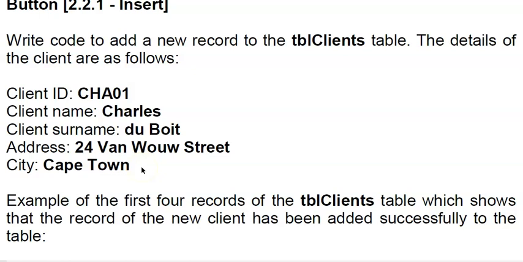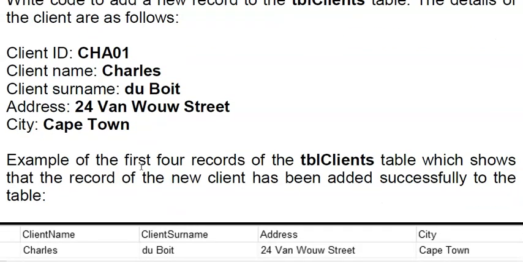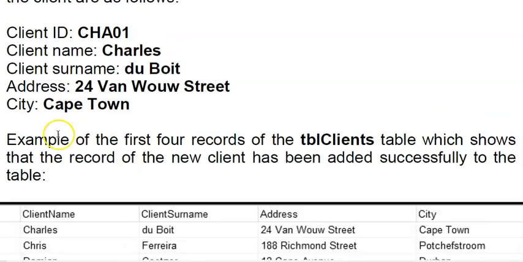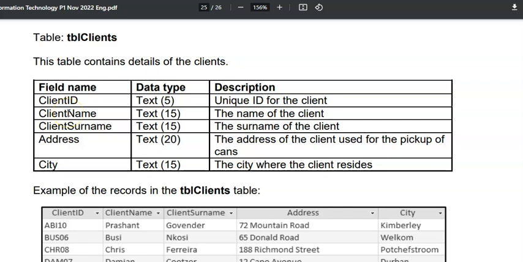So this is a fairly easy question. Press pause and try it yourself. I will show you the example of output just now. At the bottom here, you can see part of the output of TBL clients once this ran successfully. If you have a look at this table, you'll see that all the fields are text. So we will put the values in quotes on the right of the assignment statement in our code.